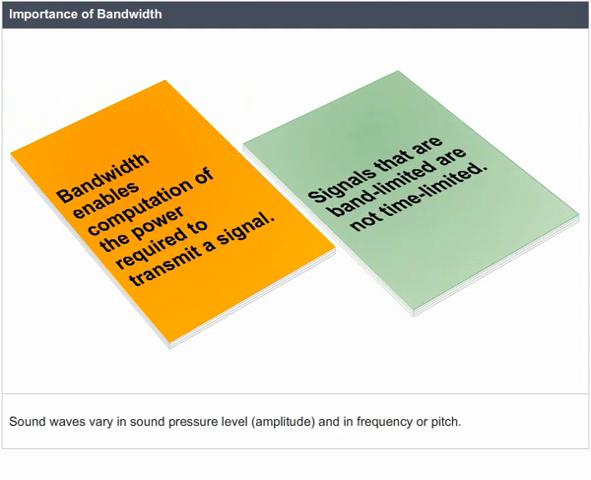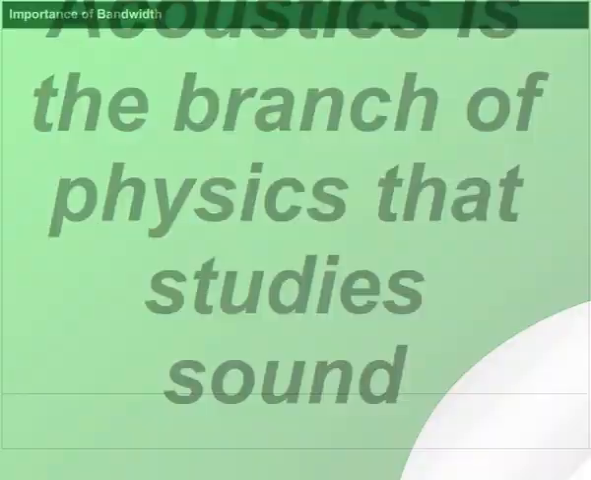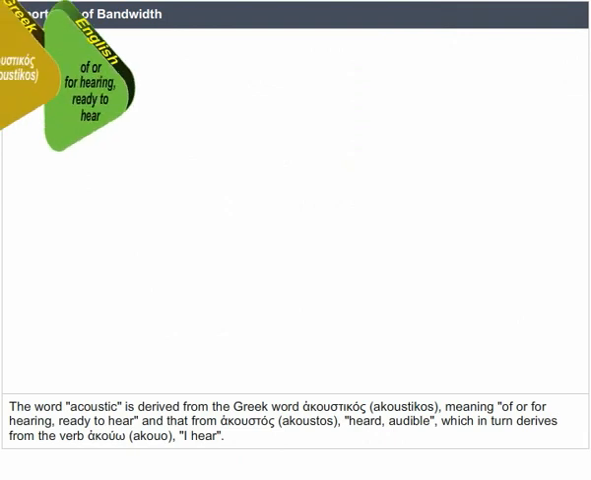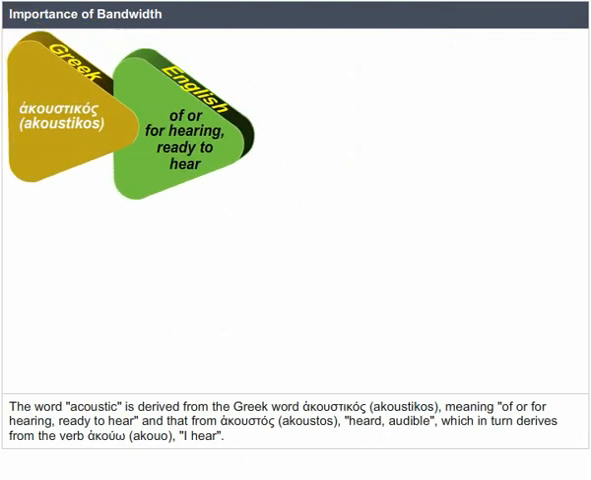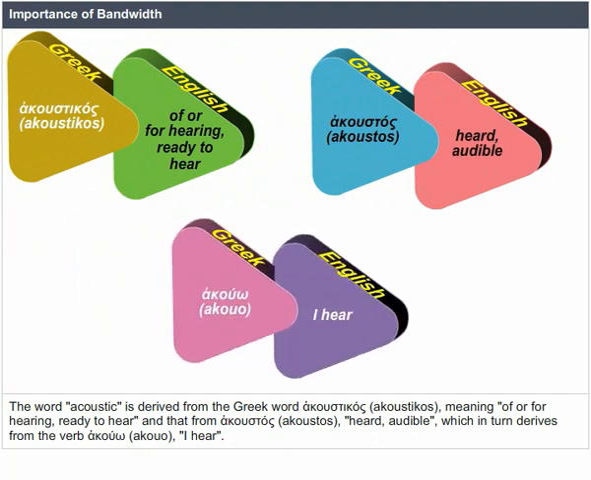Sound waves vary in sound pressure level, amplitude, and in frequency or pitch. Acoustics is a branch of physics that studies sound. The word acoustics is derived from the Greek word acoustikos, meaning of or for hearing, ready to hear, and that from acoustos, heard, audible, which in turn derives from the verb akouo, I hear.